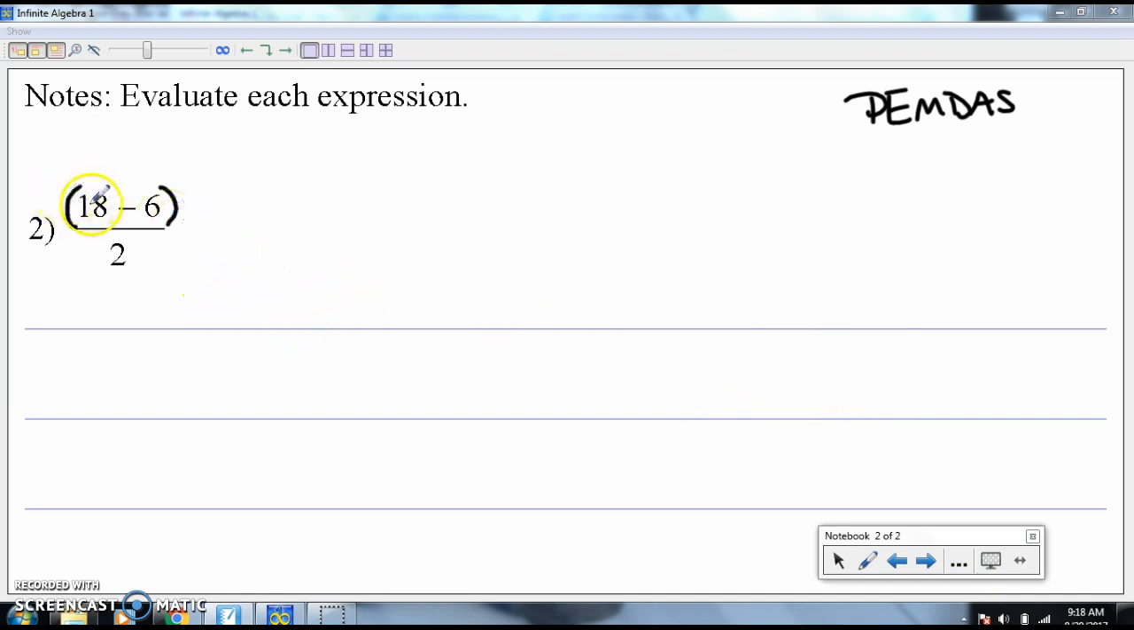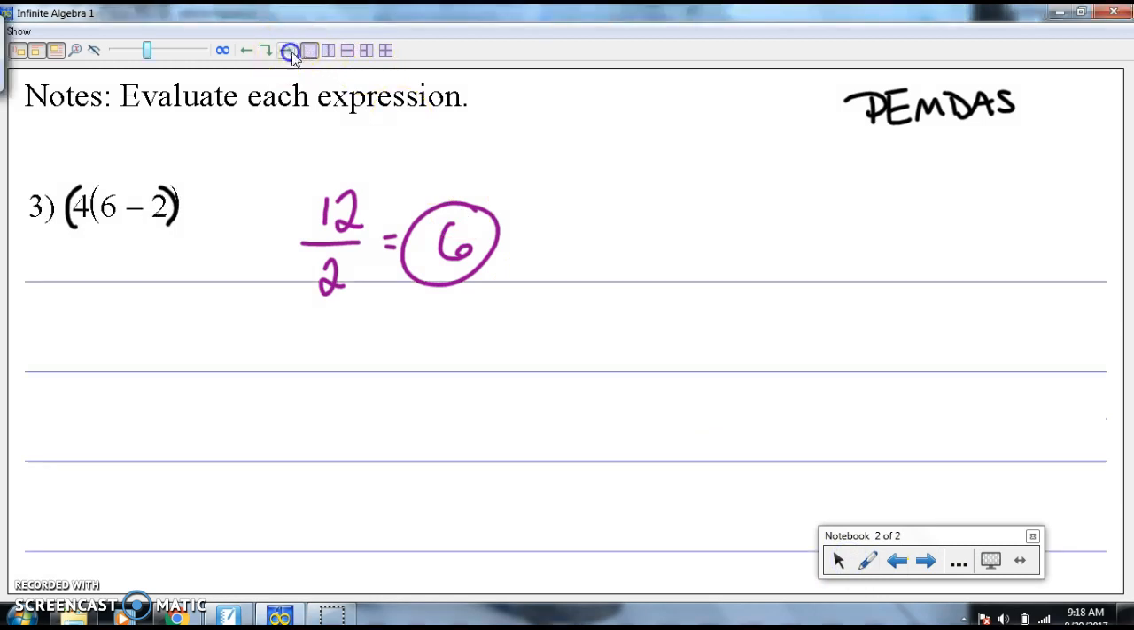Okay, so order of operations tells me P, parentheses first. So 18 minus 6 is 12. And then I still have my 2 on the bottom. Okay, then we have one final step, so it doesn't matter what my order of operations is because there's only one thing left to do. 12 divided by 2 gives me 6 for a final answer. Okay, so pretty simple, right? Let's go ahead and try the second one.